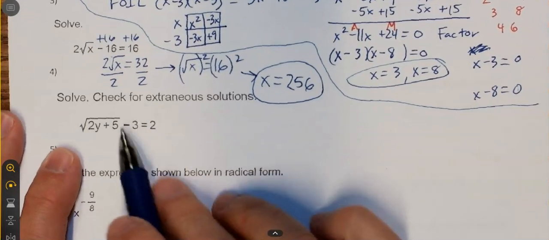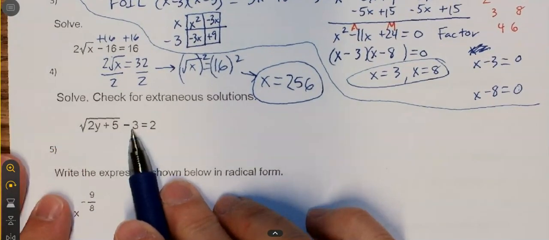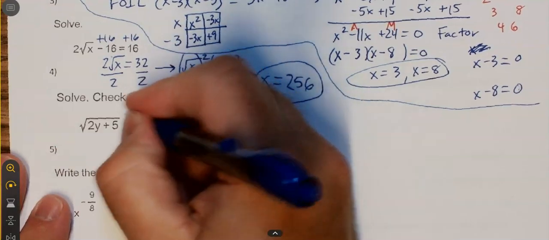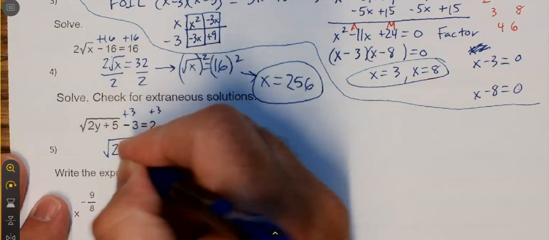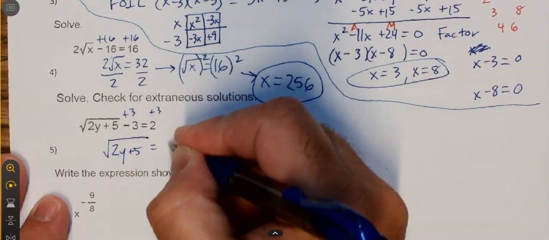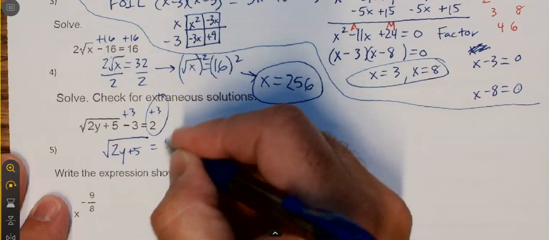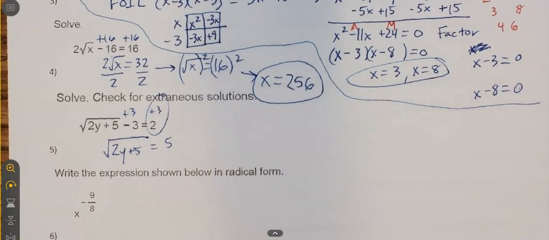Okay, question 4. The radical is clearly not by itself, so what are we going to do with the 3? We're going to add it. 3 plus 2 is 5. Alonzo Rangel, what are we going to do to get rid of the square root? What's the opposite of the square root?